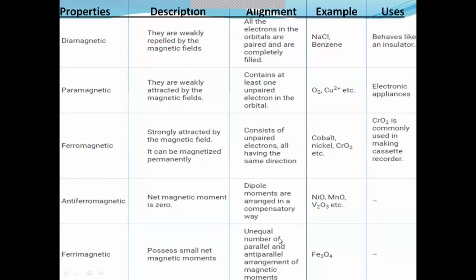Next, ferrimagnetic substances. An unequal number of parallel and antiparallel arrangements of magnetic moments are seen. As we have seen in the previous picture, 4 upward domain directions and 2 downward domain directions. So this is said to be an unequal arrangement. And because of that, these substances possess small magnetic moments.